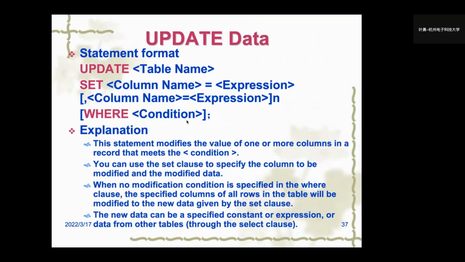So this statement modifies the values of one or more columns in a record that meets the condition. And you can use the set clause to specify the column to be modified and the modified data. And when no modification condition is specified in the where clause, the specified columns of all rows in a table will be modified to the new data given in the set clause. And the new data can be a specified constant or expression or data from other tables through the select clause.